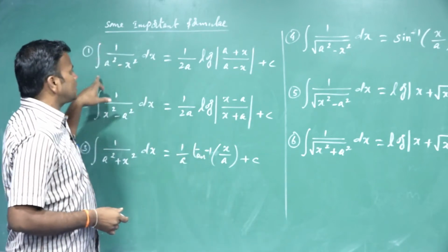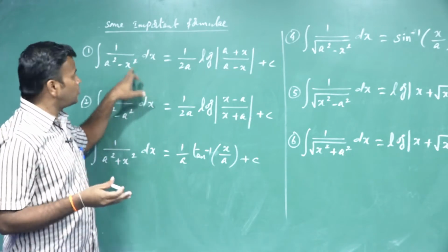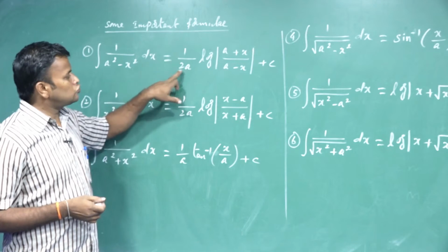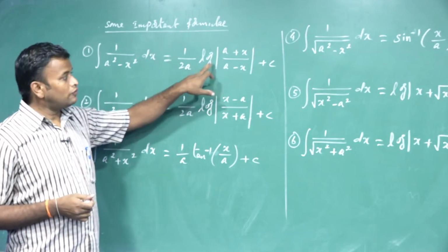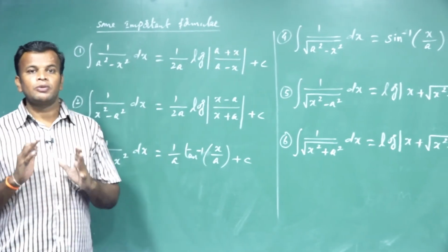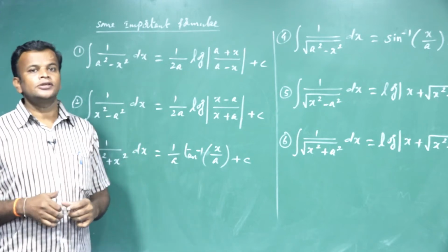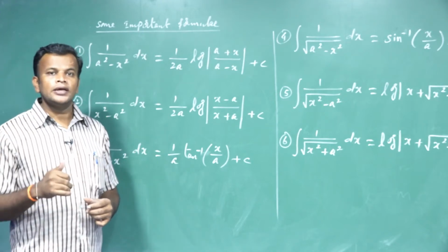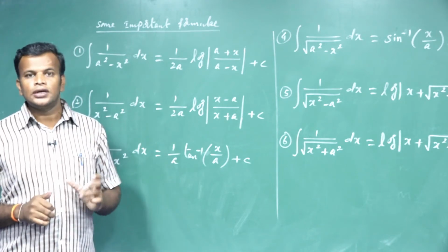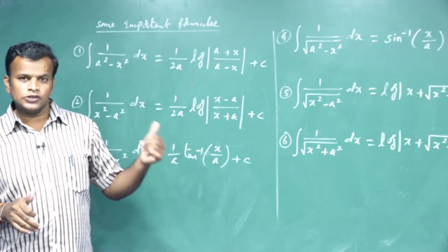The first one, integrating of 1 divided by a square minus x square with respect to x, is 1 by 2a log within a modulus, a plus x divided by a minus x, plus c. You must memorize the formula, where a is a constant and x is a variable. So integrating of 1 divided by a square minus x square into dx is equal to 1 by 2a log within a modulus a plus x divided by a minus x. This is the first formula.